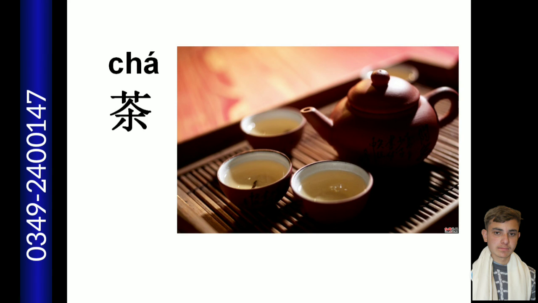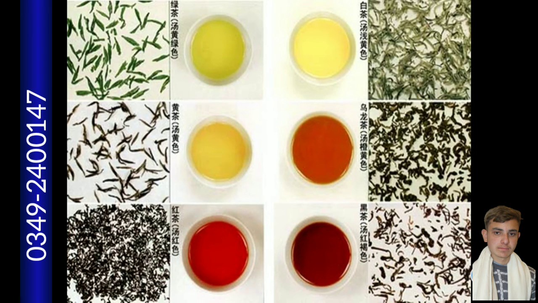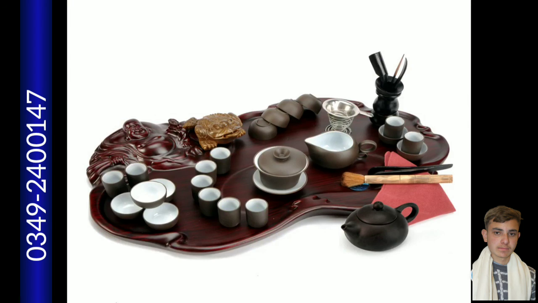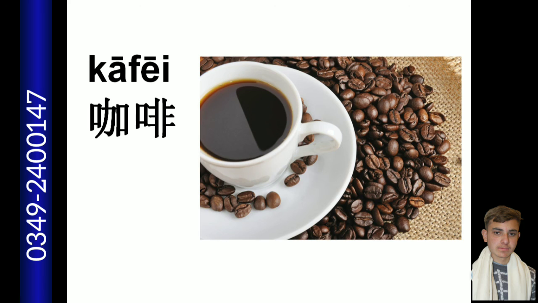Okay, next word. 茶, tea. 茶, only one character. So how to say a cup of tea? We say 一杯茶, right? In China, Chinese people like to drink tea, right? We also have many kinds of tea. 茶. Then next one, coffee. How to say coffee in Chinese?